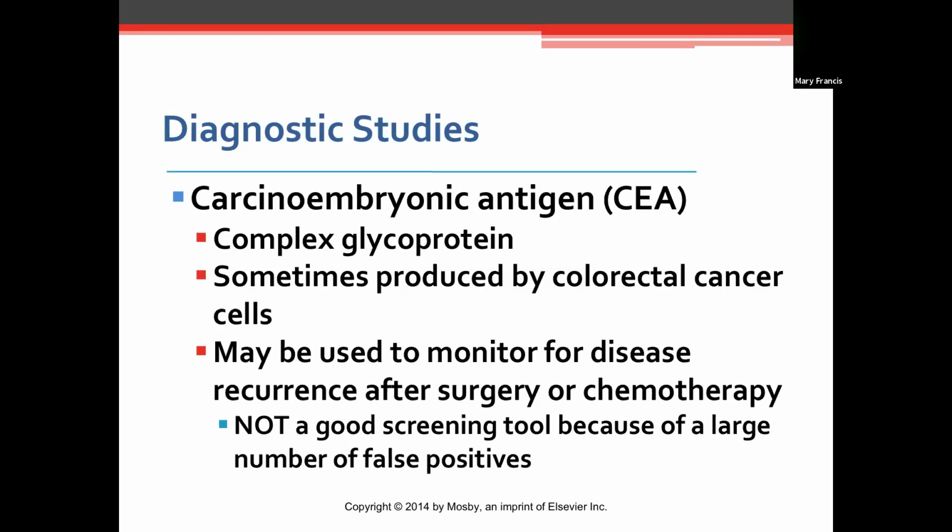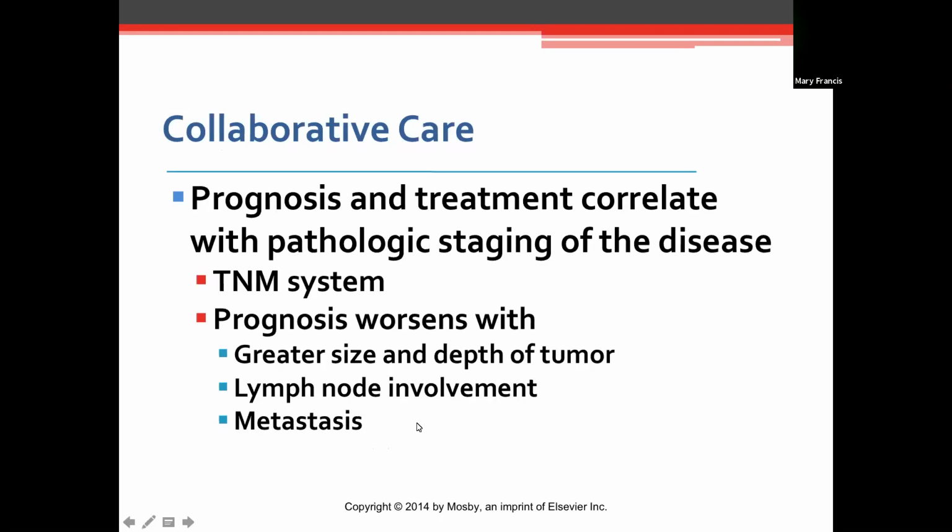So it is most beneficial to use to track how well someone is doing with colon cancer after it has been diagnosed, but it is not good as a diagnostic tool. The prognosis and treatment correlate with the pathology and the staging of the disease, which is the TNM system. The TNM system is found on page 956 in box 42-3. T refers to the primary tumor, N is the lymph node involvement, and M is metastasis.